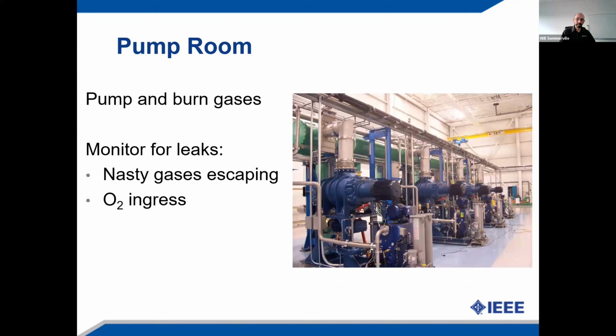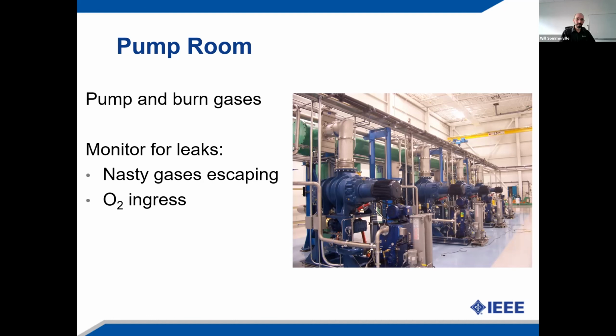And all that gas gets pumped out in a separate room called the pump room. We have 4 giant industrial pumps here that are pumping out everything from these chambers, keeping a nice low vacuum pressure. But we have to look for leaks. We have to look for nasty gases that are escaping, so this is the silane and other gases that are involved getting out into the atmosphere, which are poisonous. We want to make sure people aren't breathing those in.